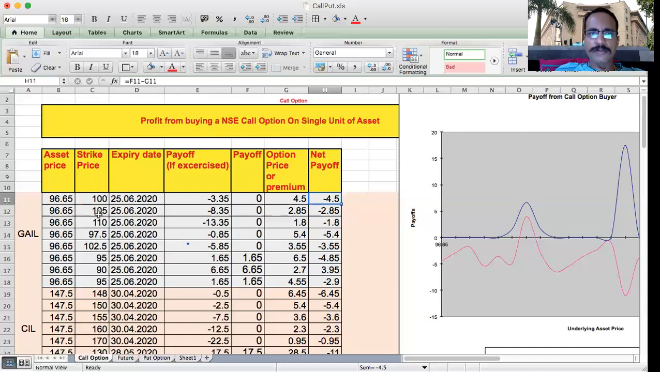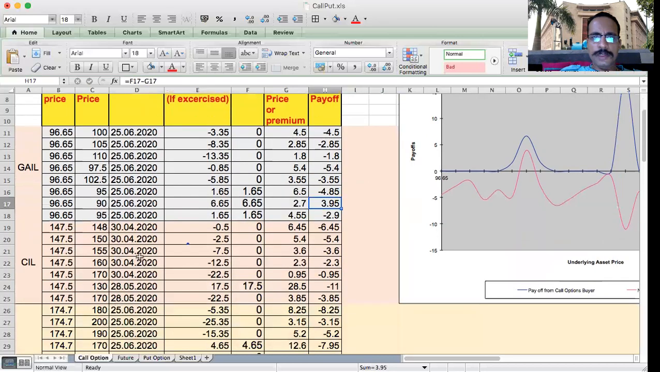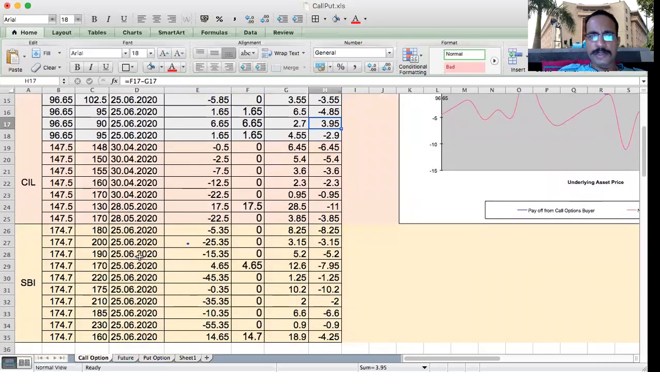And then we have, suppose the share price becomes 90, as in this case out here. So you will have a positive payoff. That's why you will exercise this option, and you have paid a premium of 2.7, so that will become 3.95 as net positive profit that you're going to make. And similar is true for Coal India Limited and SBI also.